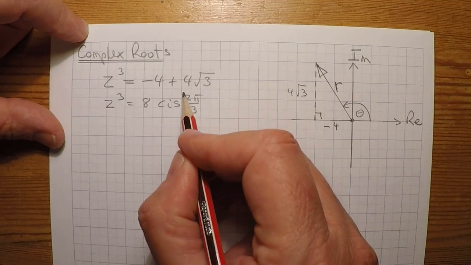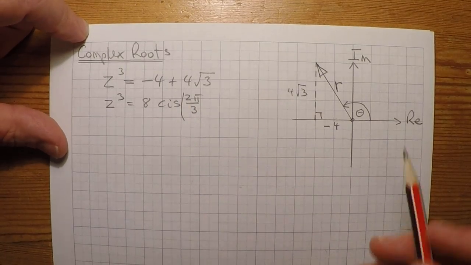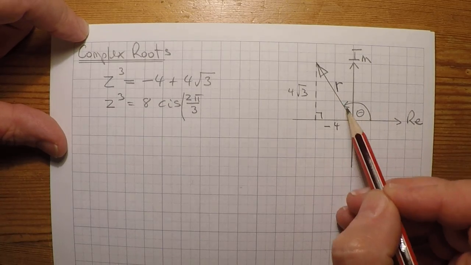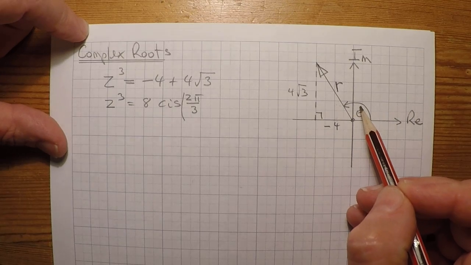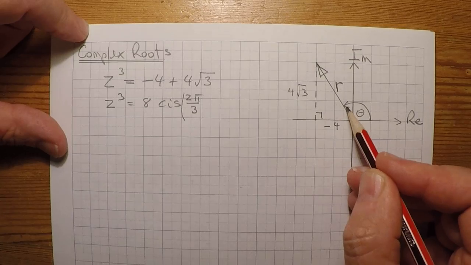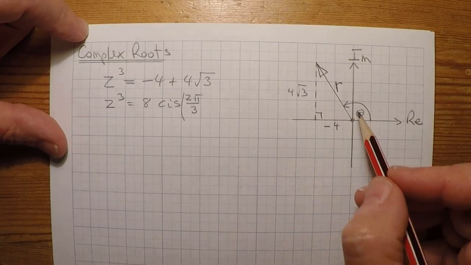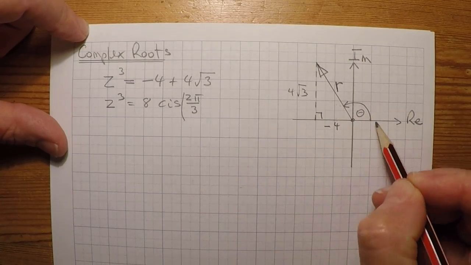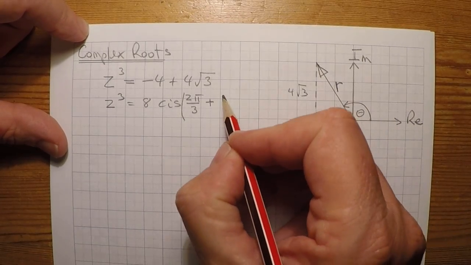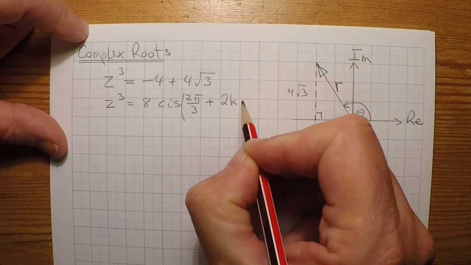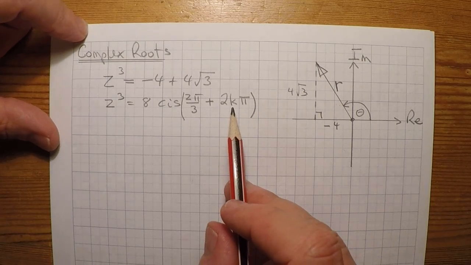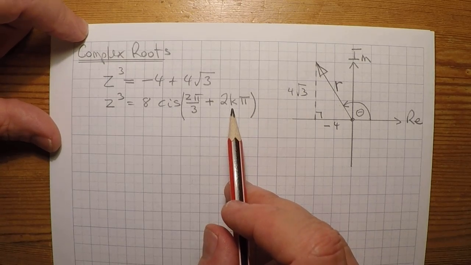Now, we should recognise, yes, 2 pi over 3 makes sense. That's an angle here in the second quadrant. But really, we could have 2 pi over 3 plus another complete rotation, which would be adding 2 pi. We could have 2 complete rotations, adding another 4 pi. So really, this is plus 2k pi, where k takes the value 0, 1, 2, 3, etc.